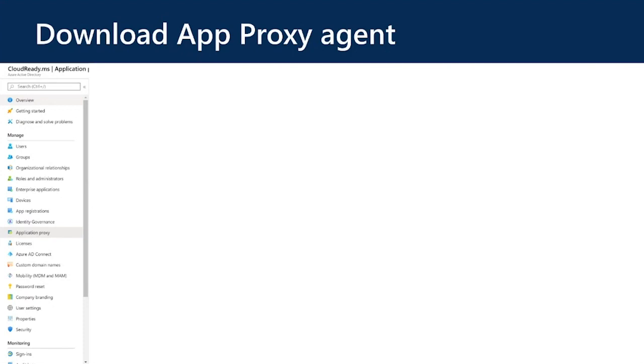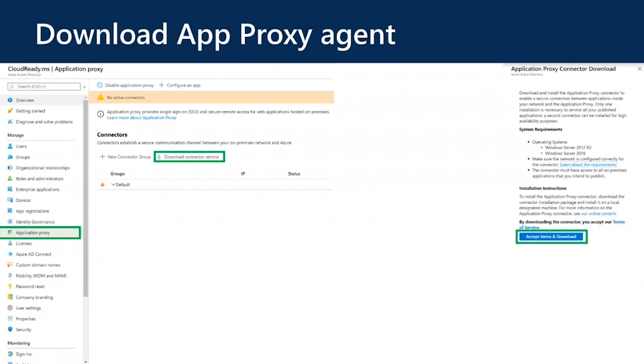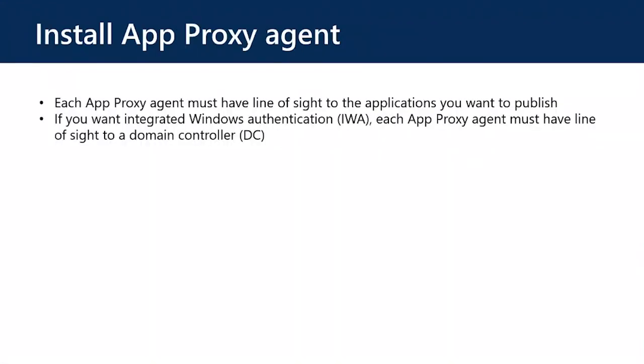Installing the Azure App Proxy is easy enough. You're going to go into our Azure AD portal here, and you're going to go to Application Proxy. And then you'll see here, I can go ahead and download the connector. So you're going to download this connector, as you can see there. And then a couple requirements. Each app proxy agent must have line of sight to the applications you want to publish. So we're not going to just publish every application that's in your enterprise. You have to pick the ones you want to publish.